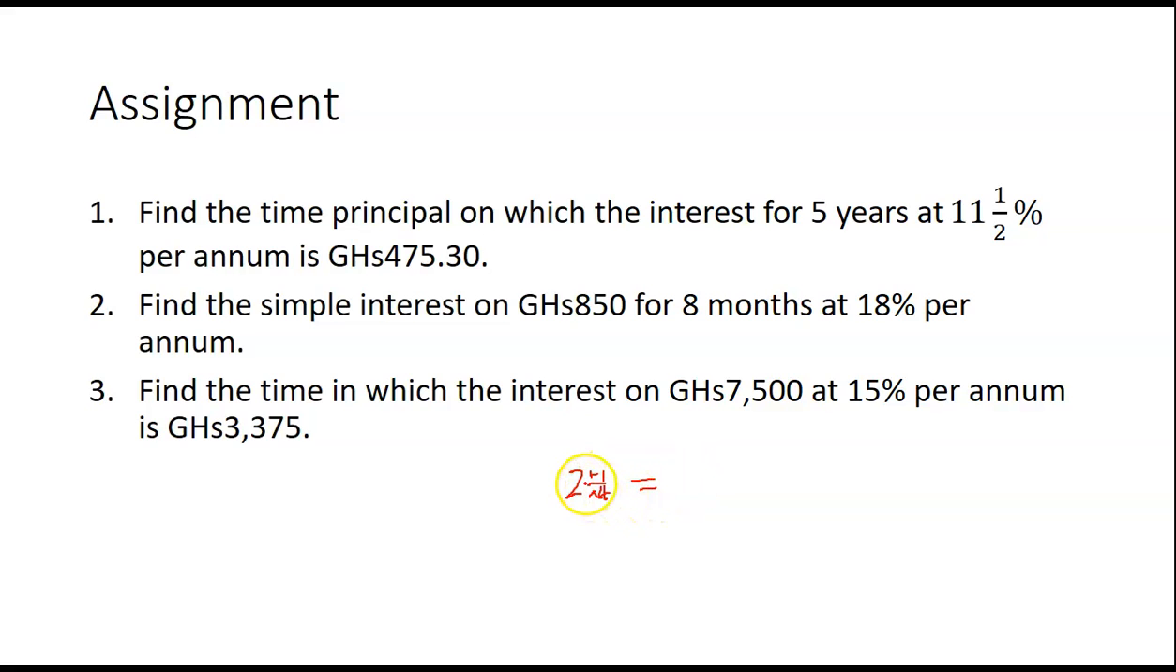So 4 times 2 is what? 8 plus 1, that's 9, over the divisor, which is 4. That's how you convert from a mixed fraction to an improper fraction.